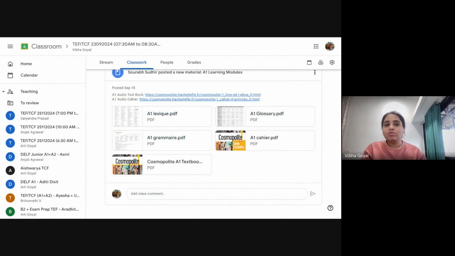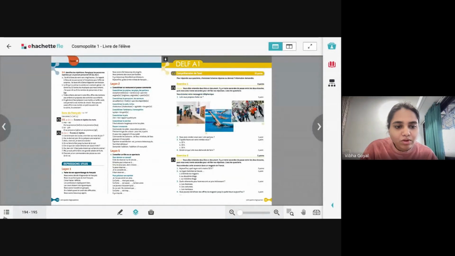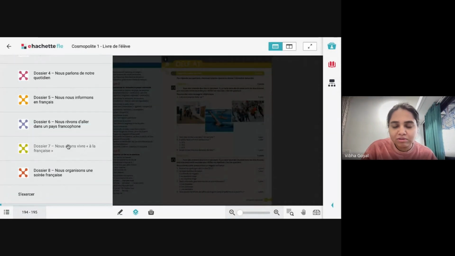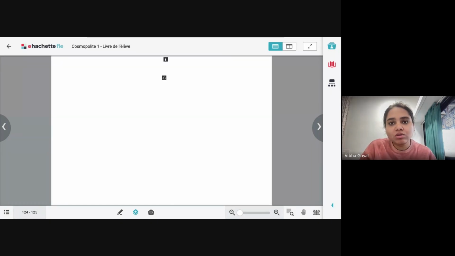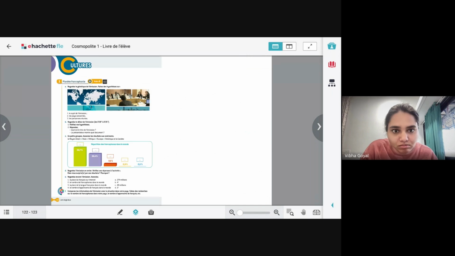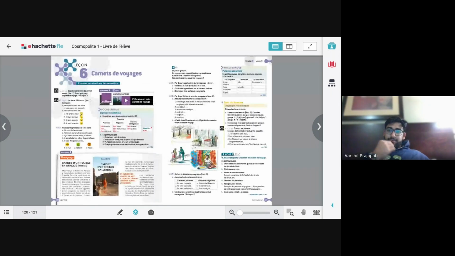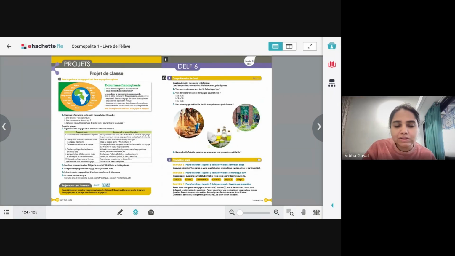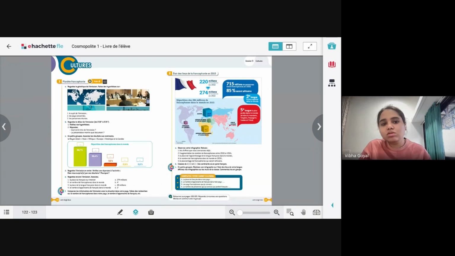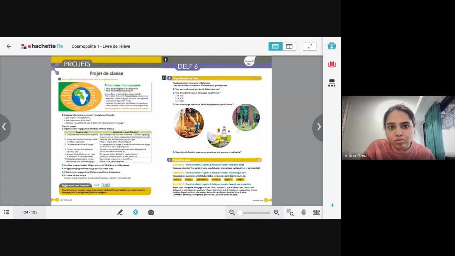Moreover, I want to share this. I don't know if you have seen this, I have been telling you to do that at the end of every dossier. These are the things which are helpful, which help you use the vocabulary.